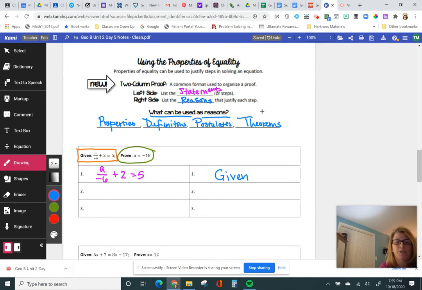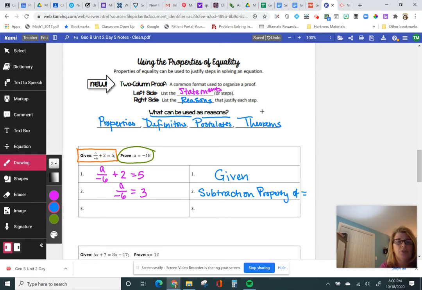Now, if I was going to solve this particular equation, what would I do first? Well, I would probably deal with that 2. So how do I deal with that 2? I subtract it from both sides, right? So I would be left with a divided by -6 equals 3. And the reason that we're going to put in there, the property of equality that we're going to use is the subtraction property of equality. And yes, you have to write it out. I'll let you do the equal at the end, okay? Now remember, we can only use properties of equality if there's an equal sign, so that's fine.